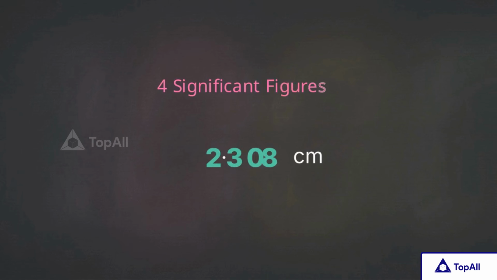It has 4 significant figures. If we convert this to meters, it becomes 0.02308. Those leading zeros are just placeholders to locate the decimal point, so the count stays at 4. If we convert it to micrometers, we get 23,080. Following the standard rule, trailing zeros in a number without a decimal point are not significant. This zero only scales the number to the correct unit.